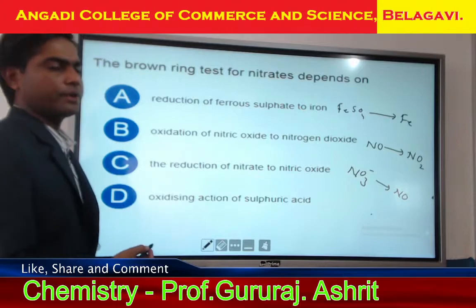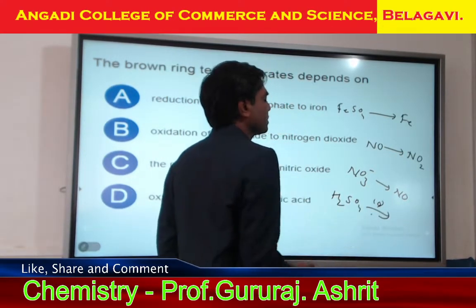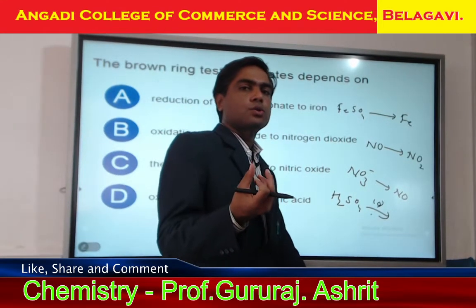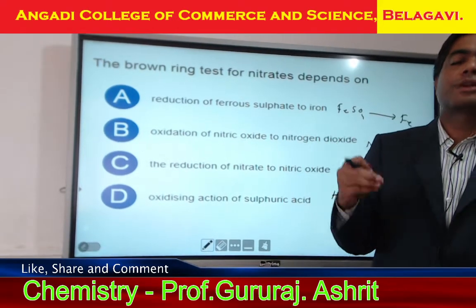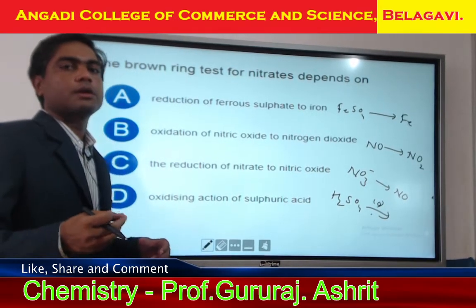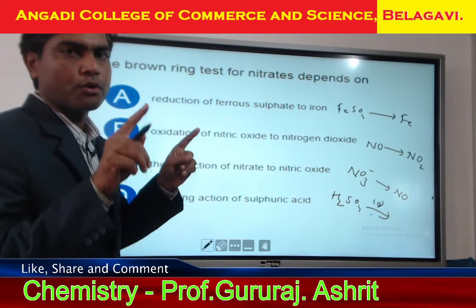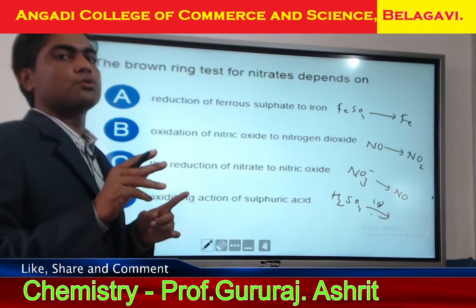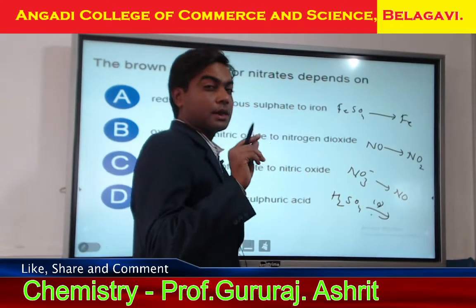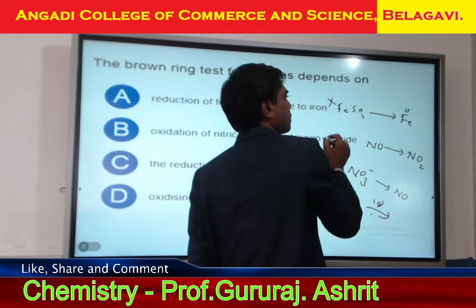Oxidizing action of sulfuric acid means H2SO4 will get oxidized or not. These are the four options we have given. You know the reaction: take a test tube, take a nitrate salt, add freshly prepared FeSO4, then add H2SO4. Slowly a brown ring is formed, and it forms the complex [Fe(H2O)5NO]. In the complex there will be an oxidation state of iron, but here it is 0, therefore this option is wrong.